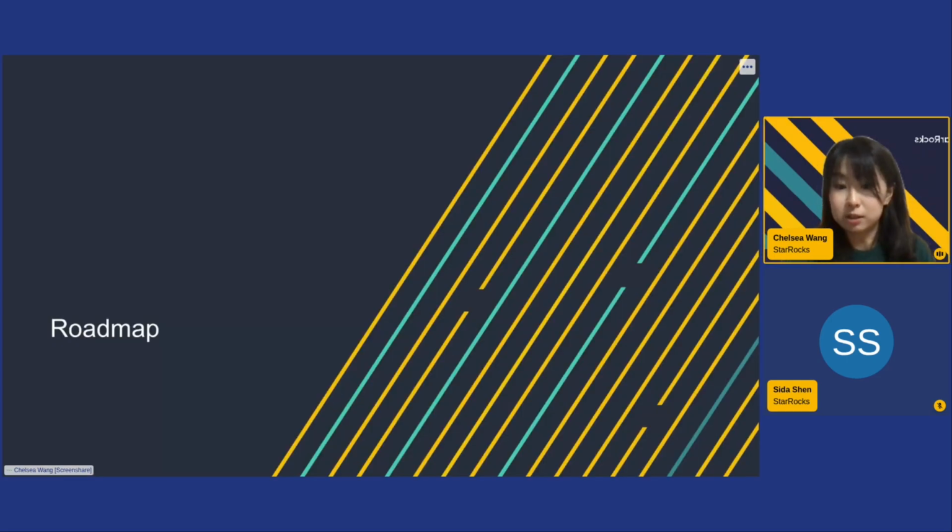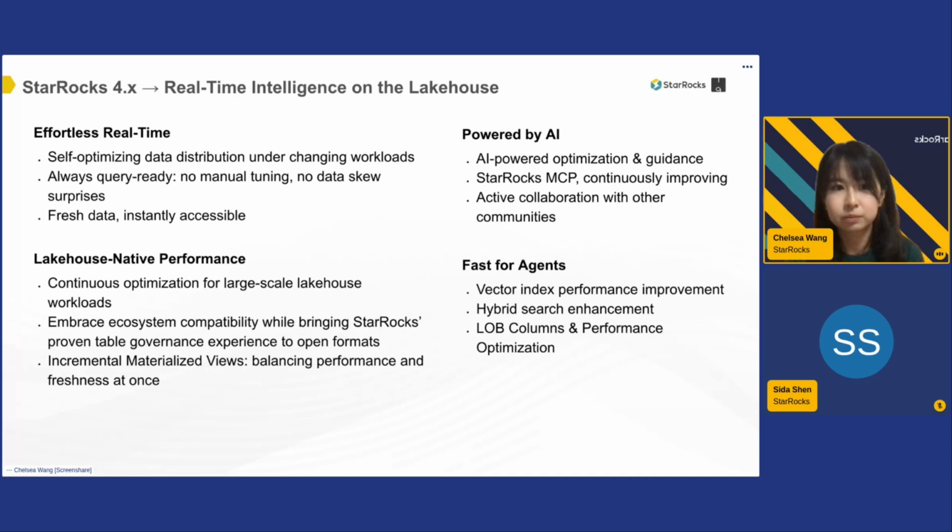And next is the roadmap. Last but not least, StarRocks 4 is just a start. So here's a sneak peek at what's coming next. First is effortless real-time. We all know that keeping things real-time is tough. You're always tuning data distribution. You need to fight with the data skew just to squeeze out the performance you need. And then once the data is changed, you have got to rethink all the strategy. That's really hard to maintain, right?